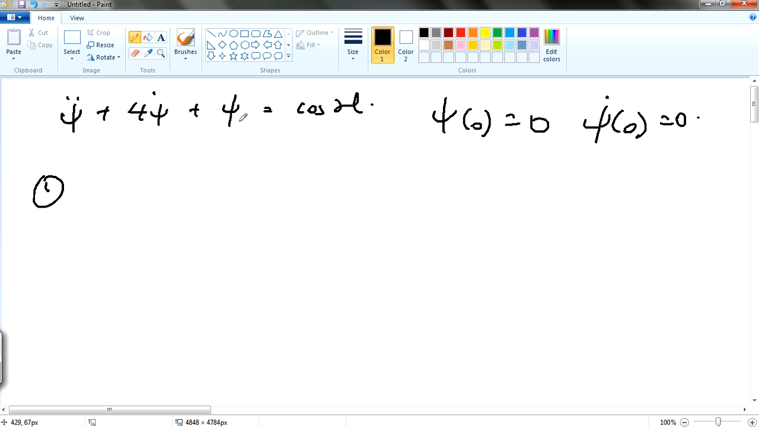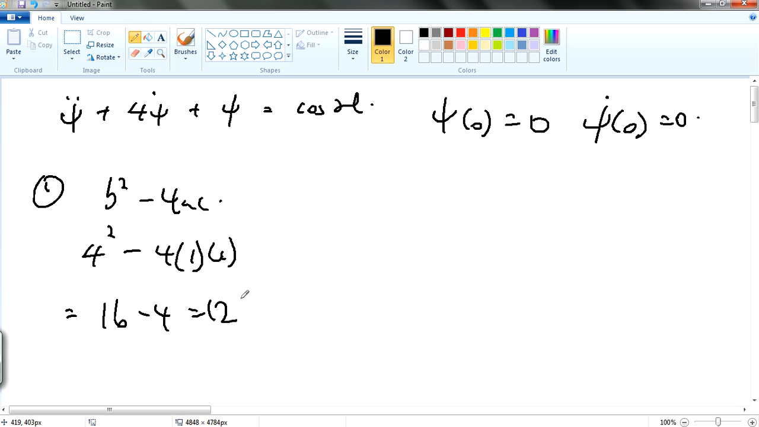You know this is second order. First, find b square minus 4ac. Okay, so this is b. So b square minus 4ac is equal to 16 minus 4, equal to 12, which is bigger than 0. Therefore, this is overdamped.